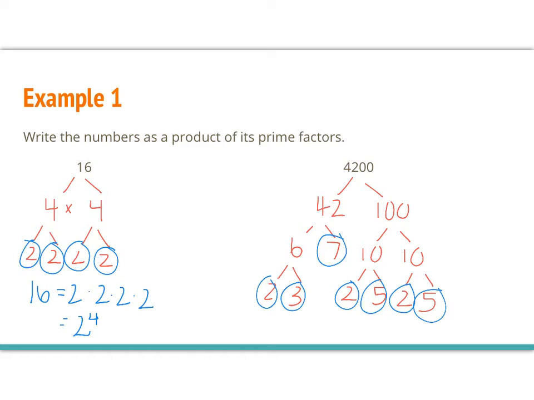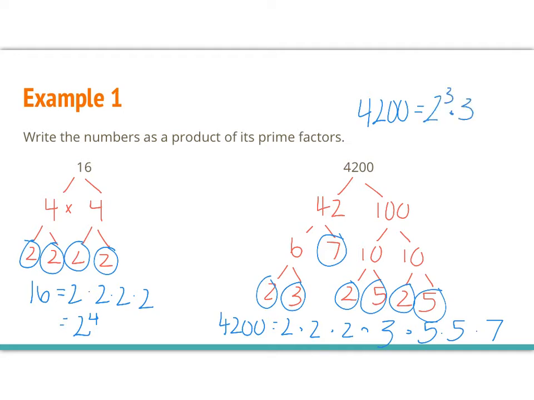So I can say that 4,200 is equal to 2 times 2 times 2. I'm just putting them in order here. So 2, 2, and 2. And then next up would be our 3. We have one 3, two 5s, and a 7. So a better way of writing this, I'm just going to move up here because I'm out of room, is 4,200 is equal to 2 cubed times 3 to the power of 1, so I don't need to write the 1, times 5 squared times 7.